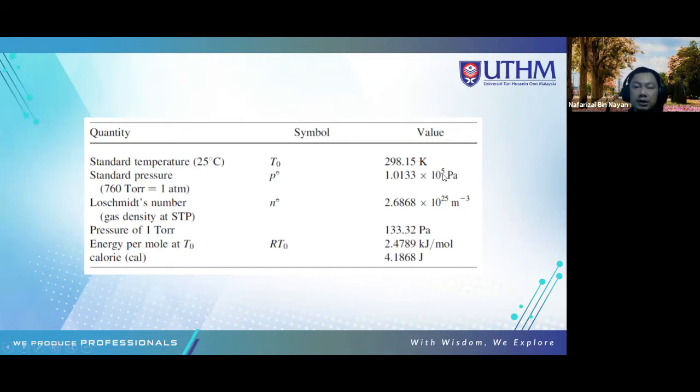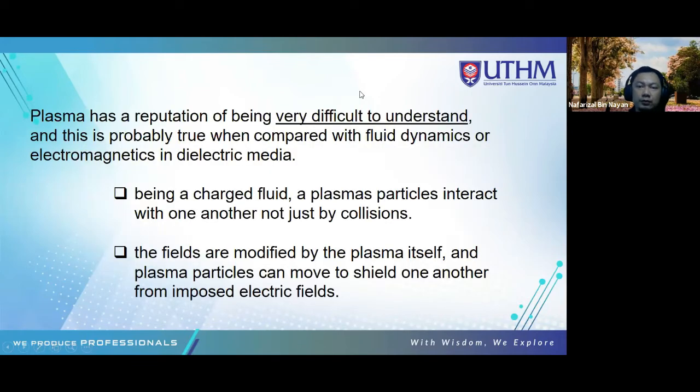So sometimes we use the unit of Pascal, sometimes we use the unit of torr. And then this is not very easy. So, and one pressure at 1 torr, for example, and these are the units of energy. So these are the values that you will find when you read about plasma in textbooks.